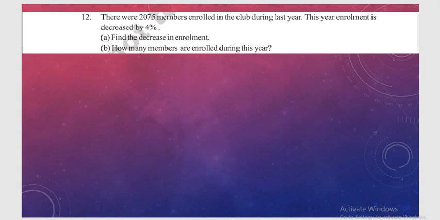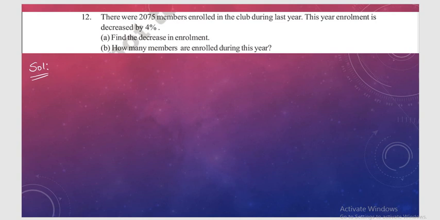See, there were 2075 members enrolled in a club during last year. This year enrollment is decreased by 4%. Decreased by 4%. So clearly you can figure it out in your minds, right? So decreased by 4%. Actually how much percent will be? 100%.